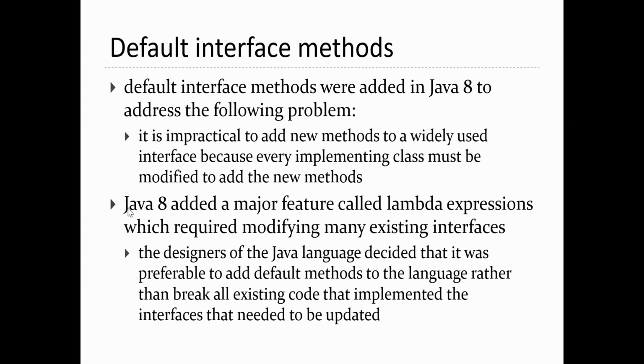Now, Java 8 added a whole bunch of new features to the language. One of them was lambda expressions, which we don't talk about in this course. But in making this major update to the language, the implementers of the standard library realized that they couldn't do this without adding a bunch of methods to many existing interfaces. And so now they're stuck. Do we change our interfaces that millions of people have used, or do we not introduce this new feature, which turns out to be a very powerful new feature?